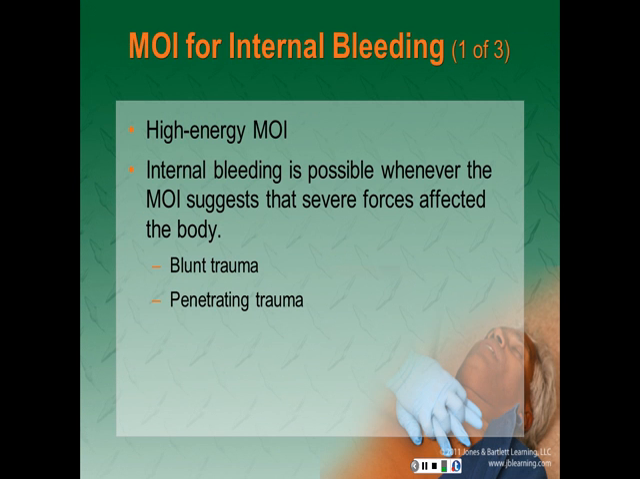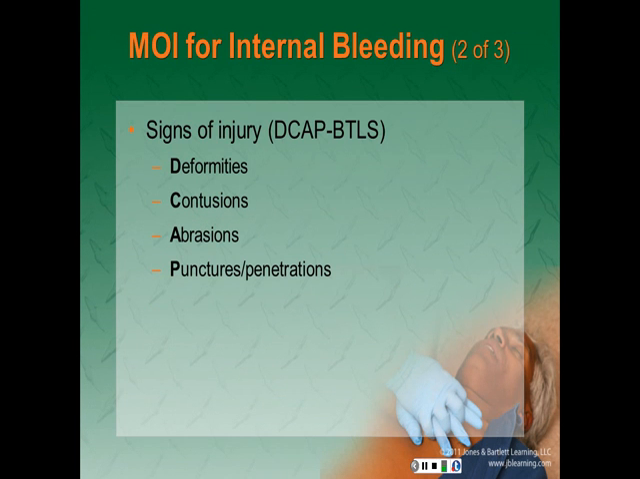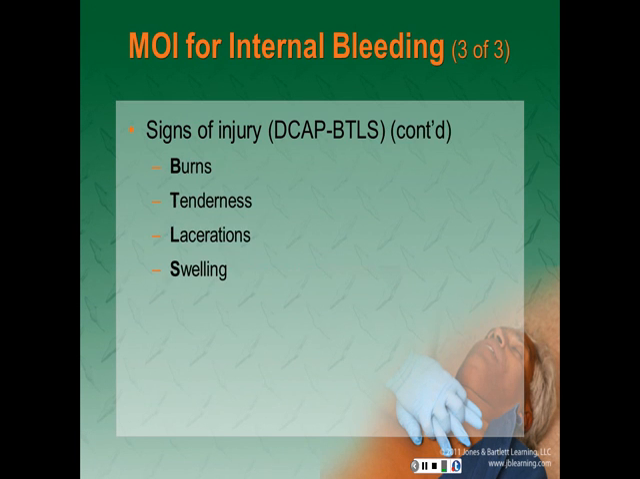The mechanism of injury for internal bleeding. You need to realize that if there is a high energy mechanism of injury, this should increase your index of suspicion for the possibility of your patient experiencing severe unseen injuries. Internal bleeding is possible whenever the mechanism suggests that severe forces had an effect on the body, such as blunt or penetrating trauma. We use the mnemonic DCAP-BTLS to assess for signs of injury. This stands for deformities, contusions, abrasions, punctures or penetrations, burns, tenderness, lacerations, and swelling.